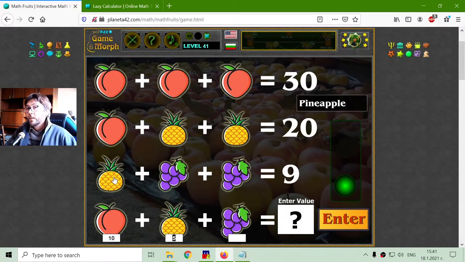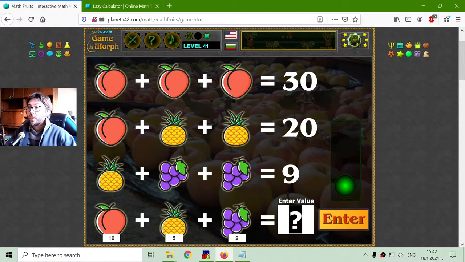So the third row of the equation is one pineapple plus one grapes and another cluster of grapes. Again, I will subtract the pineapple from the sum of the equation. This should be 9 minus 5. It will give me 4. That will mean that one grape plus another grape gives 4. That means that every grape is equal to 2.